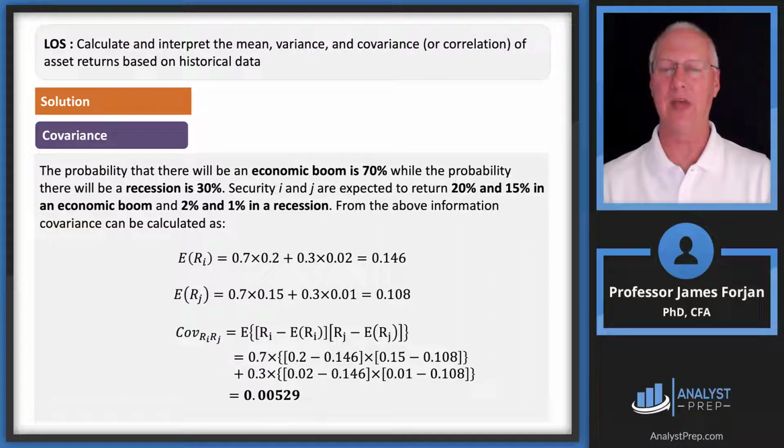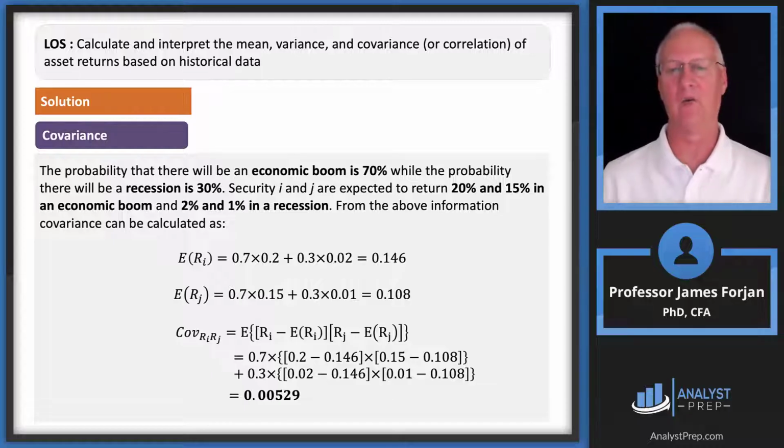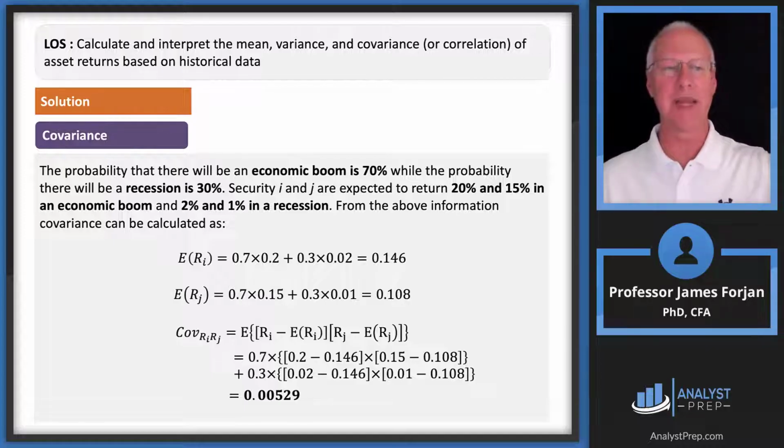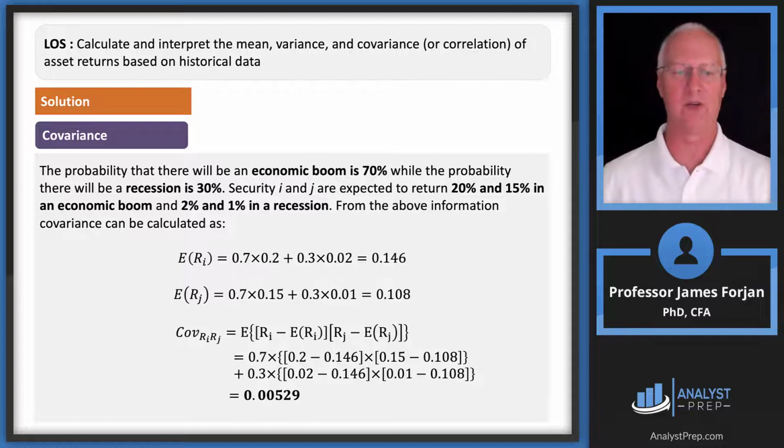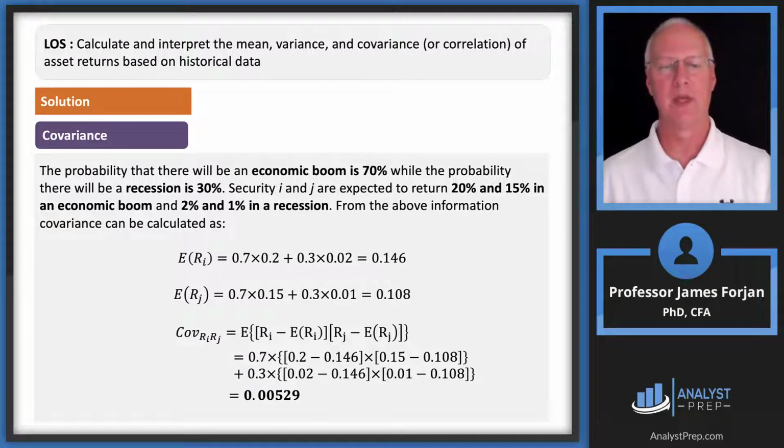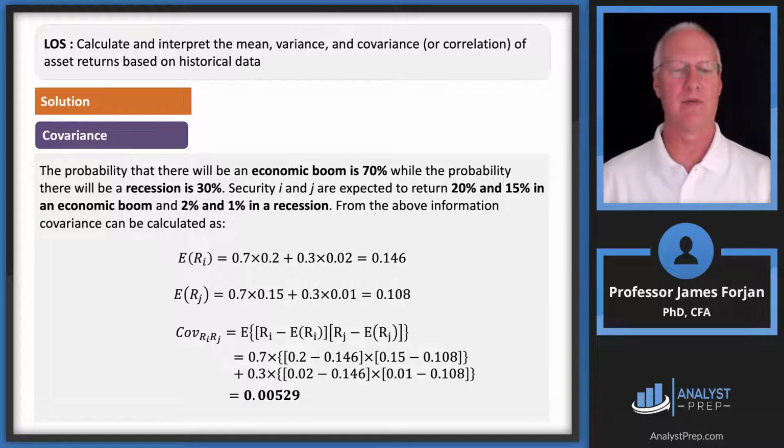All right, so this is how we compute the covariance now. All we're going to do is the same thing. We're going to subtract the 0.2 minus the mean, 14.6, and we're going to multiply it by the 15 minus the 10.8. And you see how we're taking the difference. How wrong are we going to be? Just like we did with variance, but now it's not inside of one particular asset. It's how wrong we can be in the relationship between two assets. And if you do all that math, you get a covariance of 0.0529.